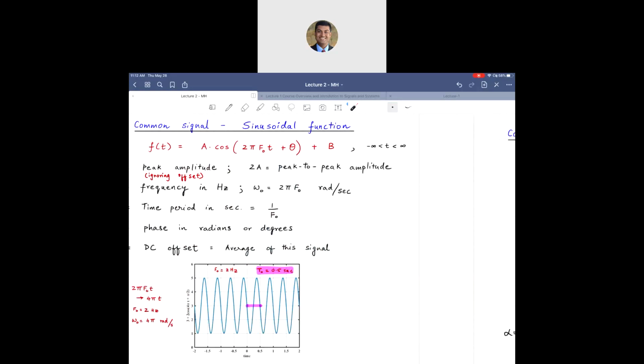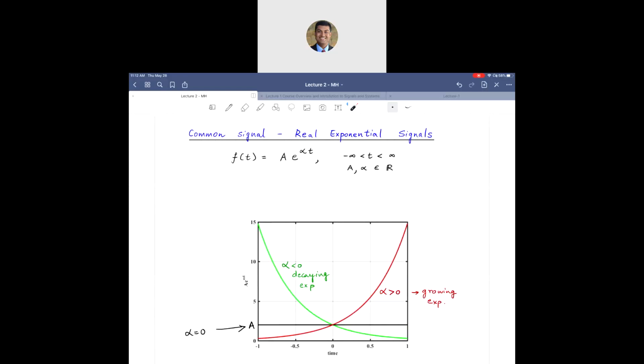Let's move on here. Another common signal is the real exponential signal. Later on, we will look at the complex exponential signals as well. Over here, f of t is expressed as a e to the alpha t. Both alpha and t are in the exponent. T is going from negative infinity to infinity. Alpha and a, those parameters belong to the set of real numbers. So that's why we are considering this as a real exponential signal.